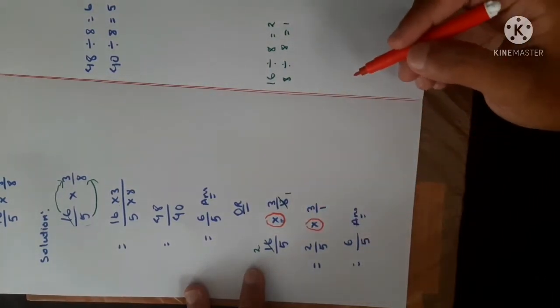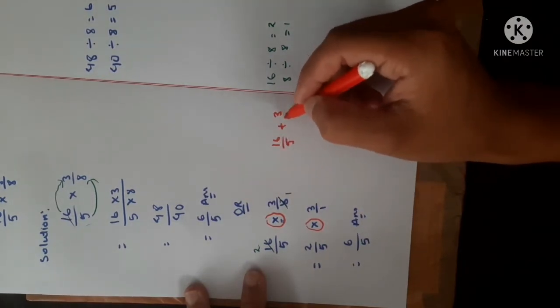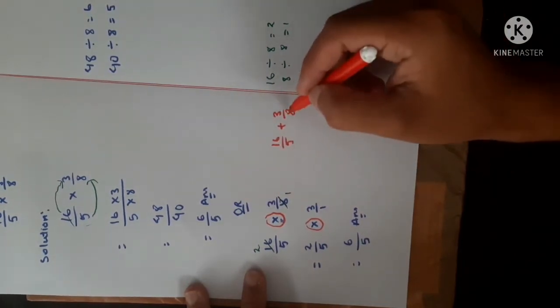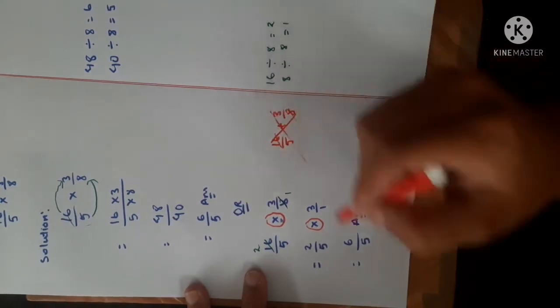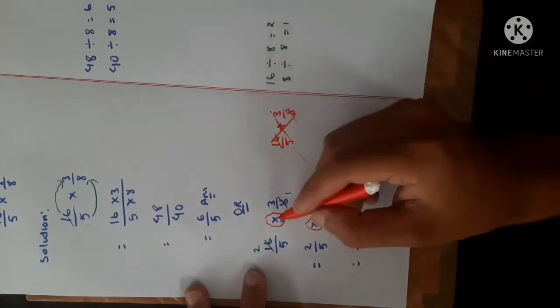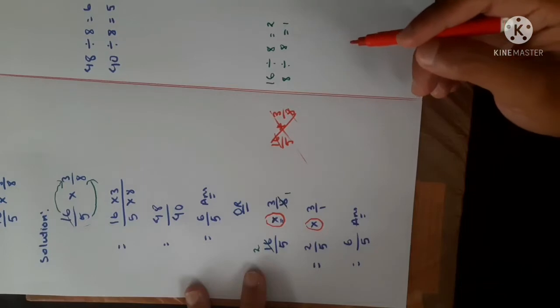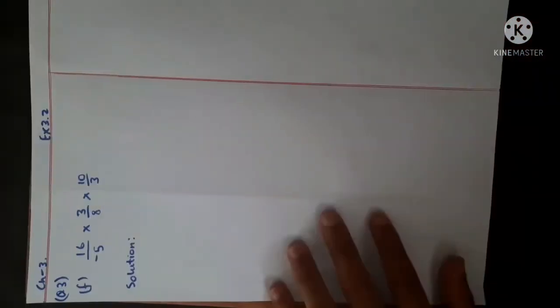But if there is a plus sign, suppose 16 by 5 plus 3 by 8, remember you cannot cancel these out, okay? You cannot cancel 8 and 16 because this is a plus sign. You can only cancel when there is a multiply sign in the middle. So now let us turn back to the exercise.